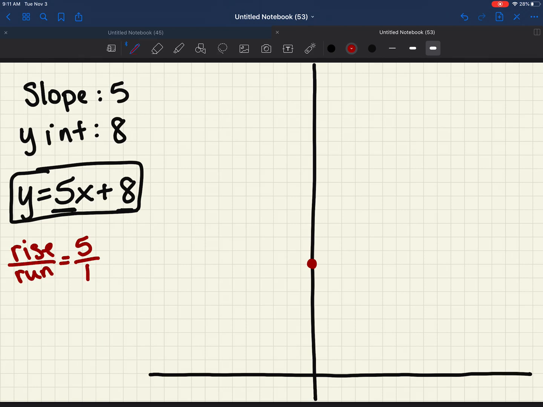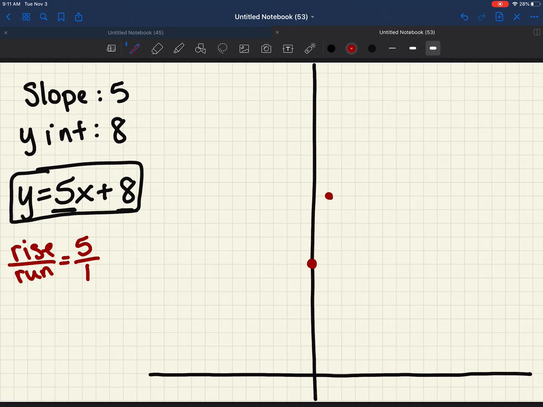Somebody take a wild guess. Nathan? So you would move right once and move up 5. Yes, just switch that order. Rise means you're moving up or down. Run means you're going left and right. Okay? So from this point, all you have to do is count up 5. 1, 2, 3, 4, 5, and then to the right 1.